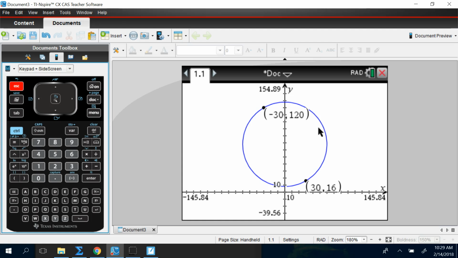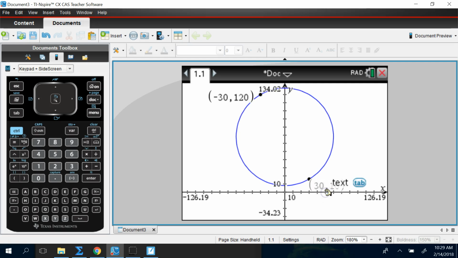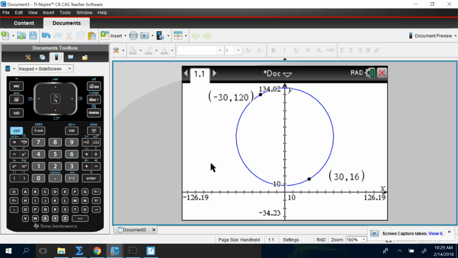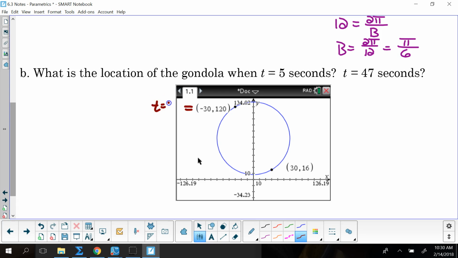Okay. So at 5 seconds, I'm 30 feet, whoa, tap the brakes. I'm 30 feet to the left of center and 120 feet up. At 47 seconds, I'm 30 feet to the right of center and 16 feet up. Once in a while I do answer myself too. Okay, so this is at t equals 5, and this was at t equals 47.